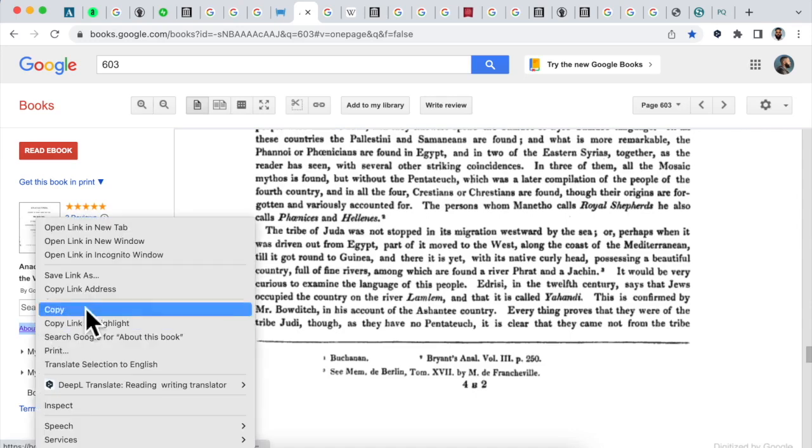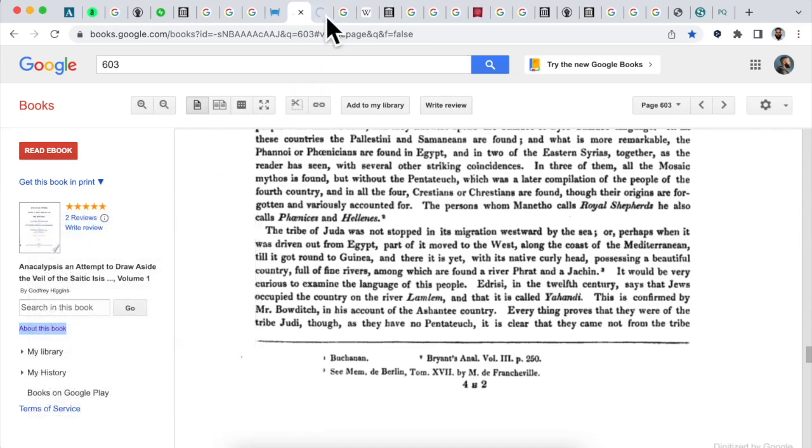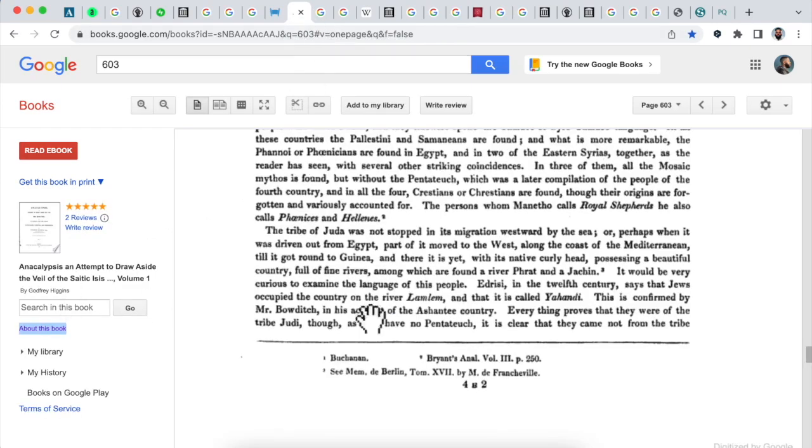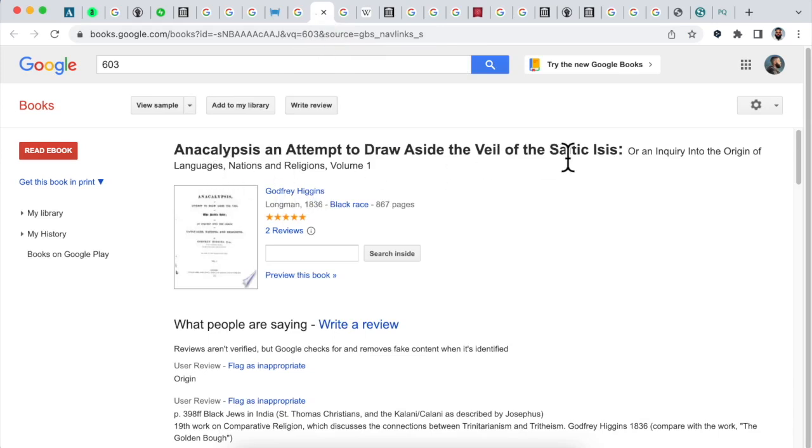And that also reminds me, I actually forgot to point this out. The book that we just read this in, about the tribe of Judah migrating westward, is by Godfrey Higgins, Anacalypsis. Look what it says. The book is about the black race. So we know for a fact he's talking about the tribe of Judah being black people who migrated to Guinea. But I'm sure rational-minded people were already able to come to the conclusion that it was talking about black people to begin with.